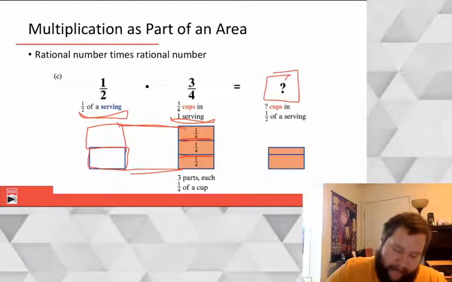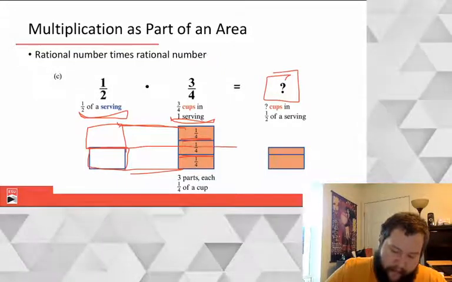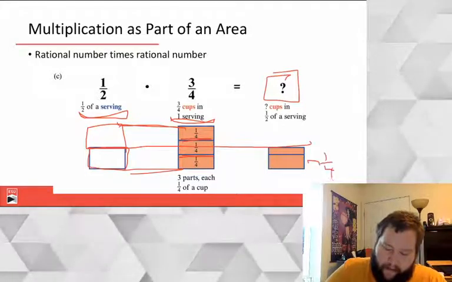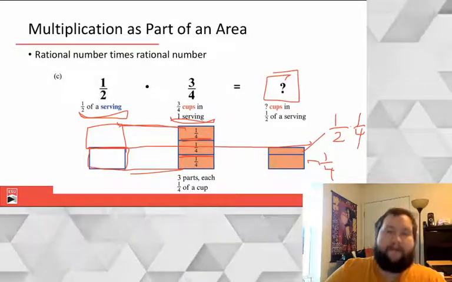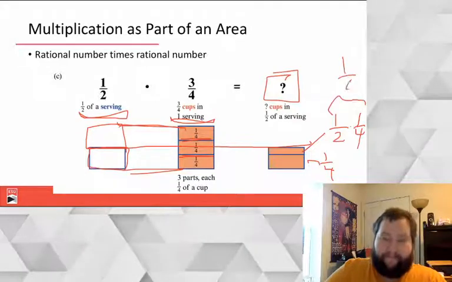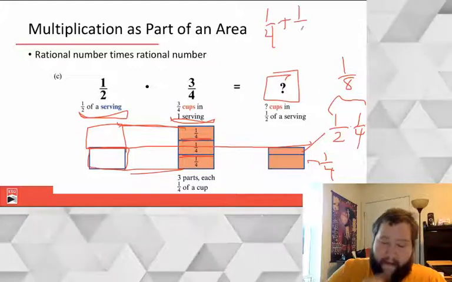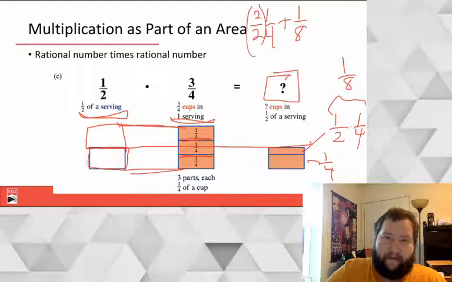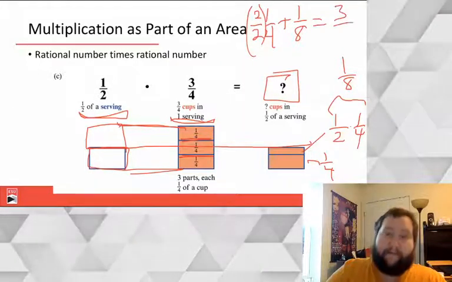And if we want to know how much is in half, we can just cut the whole thing in half. And we have a whole quarter, and then we have a half of a quarter. Well, if I have half of a quarter, I really have an eighth. So we have a quarter plus an eighth. And using our fundamental property of fractions, we have 2/8 plus 1/8 is 3/8.